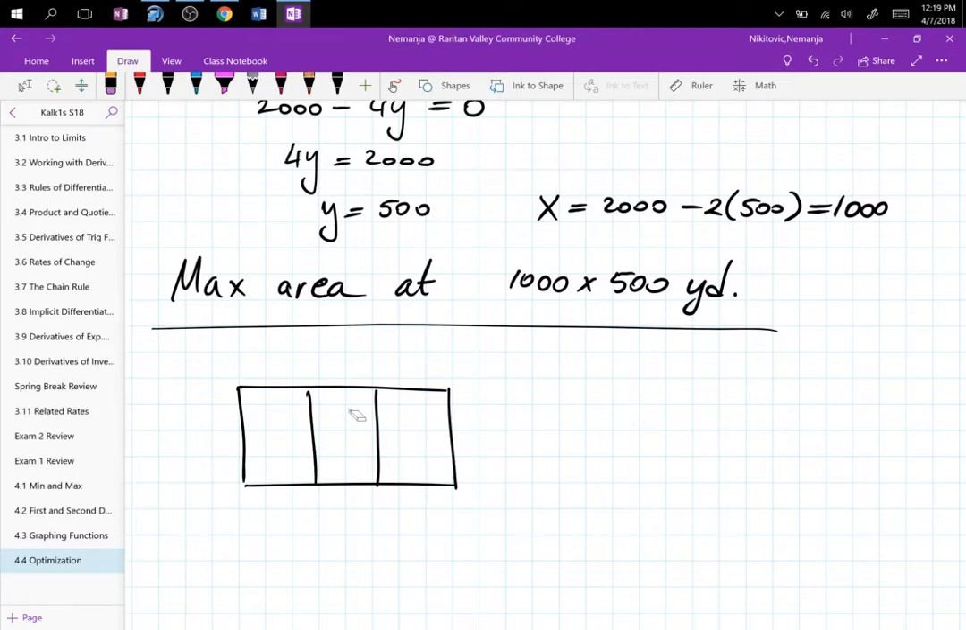So now, I still have 2,000 yards of fence. I still want the max area. Is anything changed?